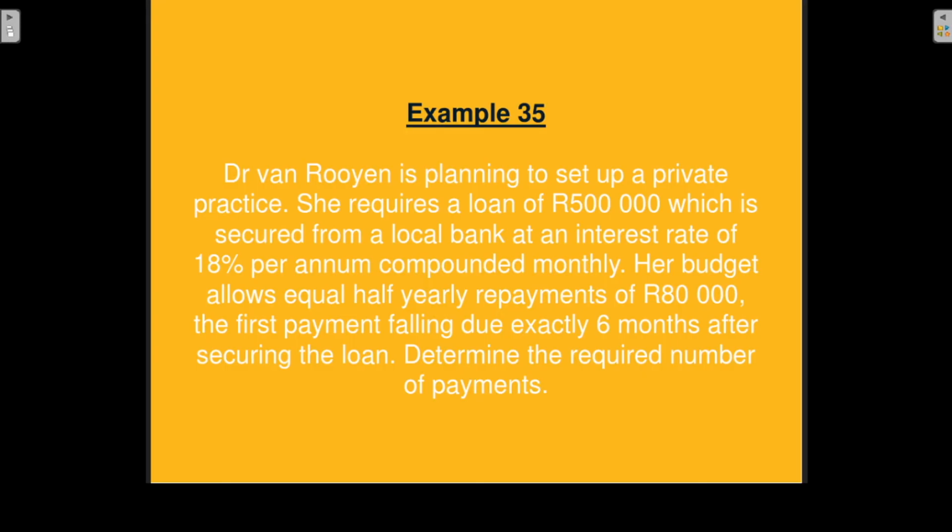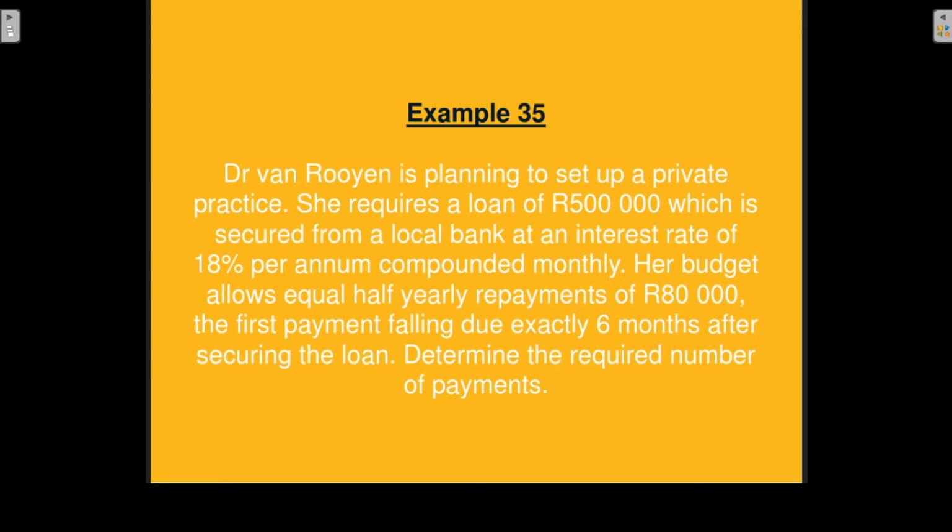Okay, next let's look at example 35. Example 35 is very similar to example 30 that we did for simple annuities, except now we are going to work with a complex annuity. So let's read through this example again.